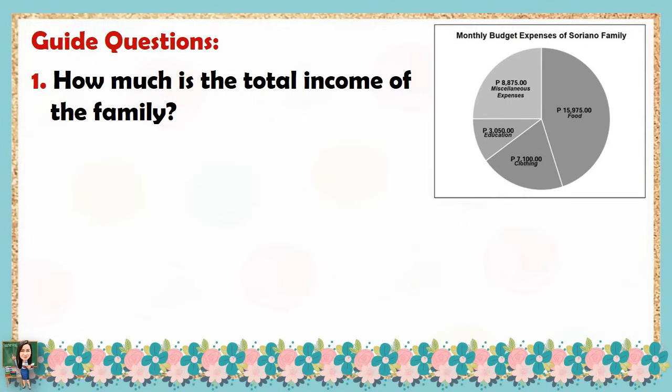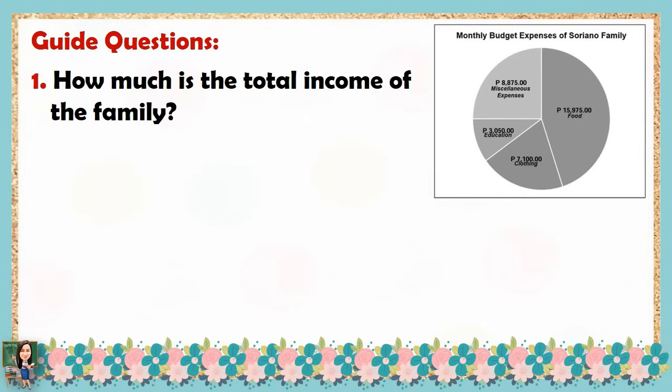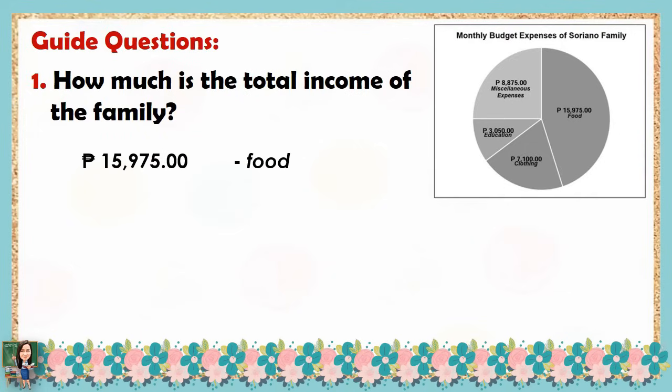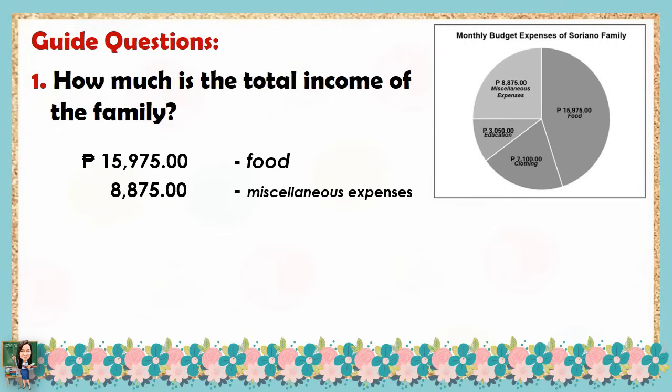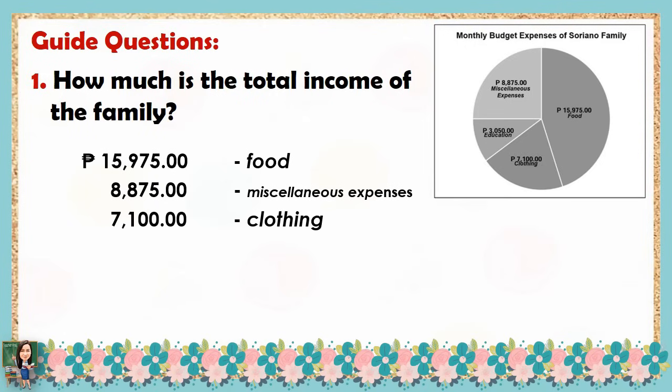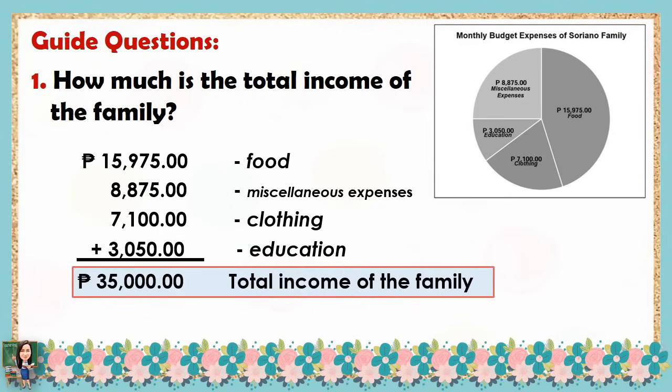For the first question, how much is the total income of the family? So the budget for food is 15,975 pesos. Their budget for miscellaneous expenses is 8,875 pesos. Their budget for clothing is 7,100 pesos. And their budget for education is 3,050 pesos. And then add them. So the total income of the family is 35,000 pesos. This is the total income of the family every month.